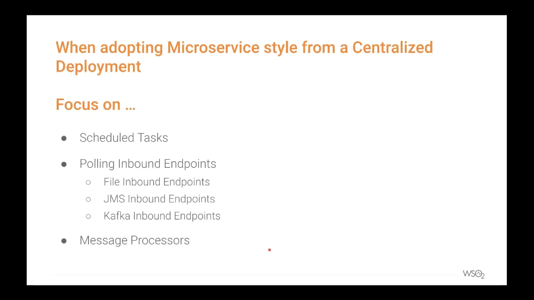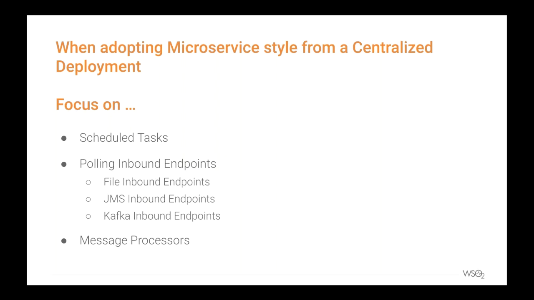And the next thing is, when you are adopting a microservice style from a centralized deployment, these are the main artifacts you have to focus on in the artifacts migration. Why we are emphasizing this is, if you're familiar with the scheduled task, you would know. A scheduled task is supposed to run periodically and do some work. If you have five nodes, five containers, it's supposed to run only in one container, because it has to have coordination among the containers. Currently in Micro Integrator 1.1.0, the coordination is not available, but we are working on that. It will be available in the next release.